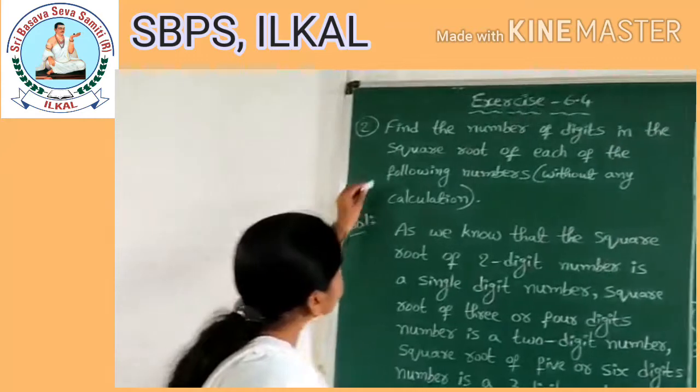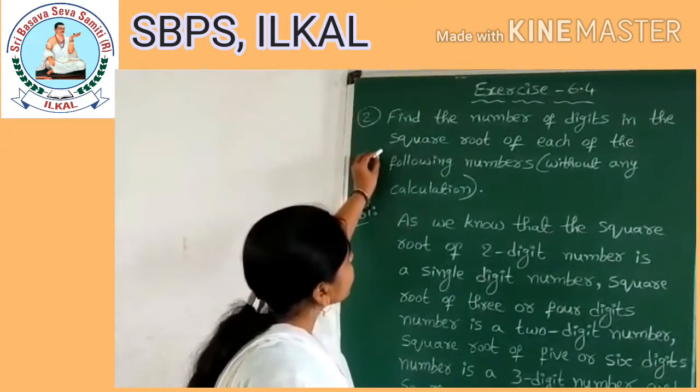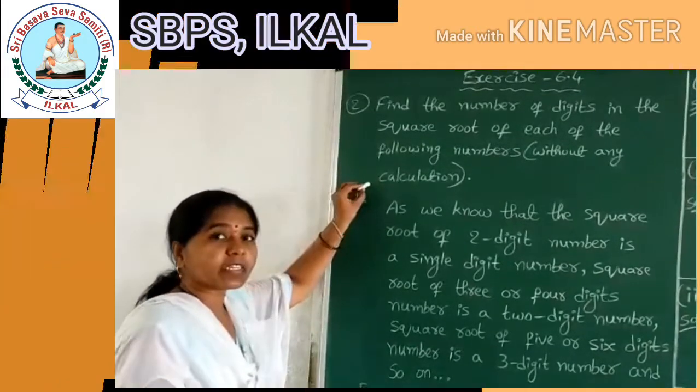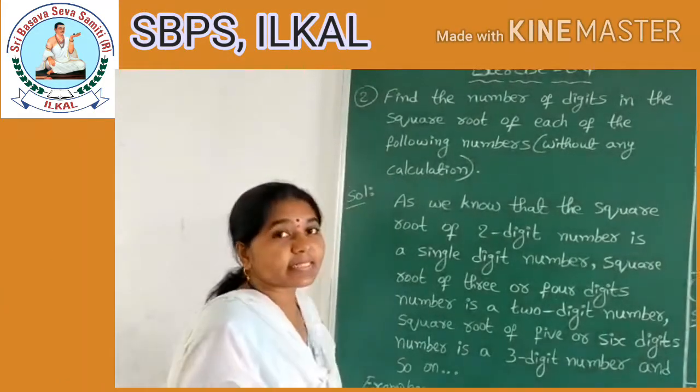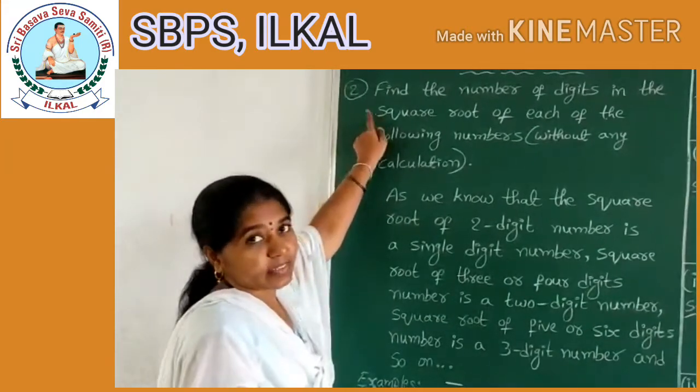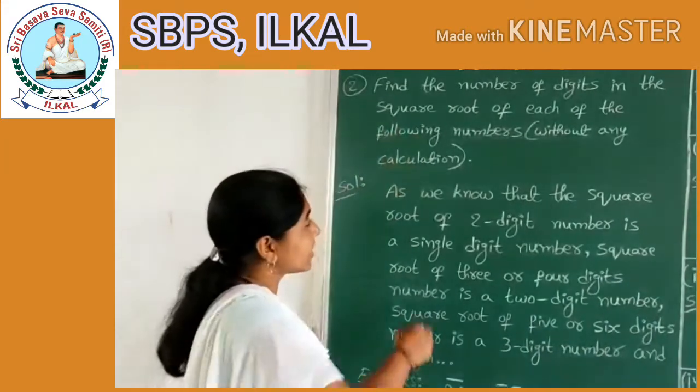That is the second question. Find the number of digits in the square root of each of the following numbers without any calculation. Without any calculation, you have to give how many digits the answer will have. That means, the given number has how many digits, and the square root will have how many digits.